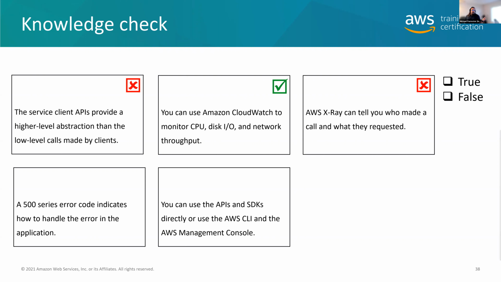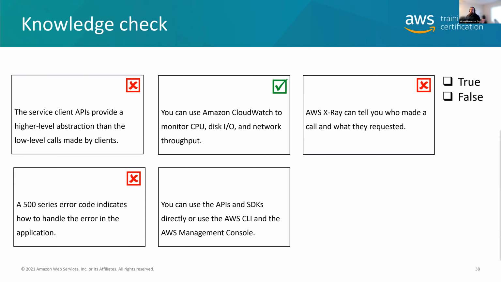True or false? A 500 series HTTP error in the code indicates how to handle the error in the application. Yeah, I think we all know that. 500 errors are server-side errors, right? A 400 series error is a client-side error, and a 500 series error is a service error. Like I joke, if it's throwing a 400, it's my problem. If it's a server-side error, it's their problem. So just know, that's false.